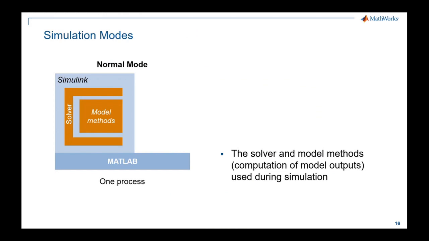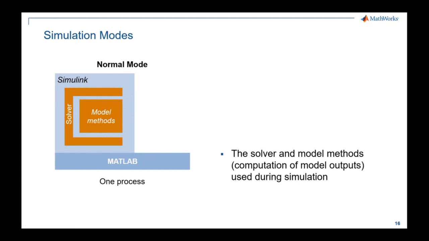Now, once we have done the model of our system, the plant part and the controller part, we would like to simulate this model. That is very important. Up to now we just simulated our single cell, but let's simulate the entire model. The first simulation mode is the normal mode, which has the Simulink model with the solver directly on top of MATLAB, and everything is running in one process.